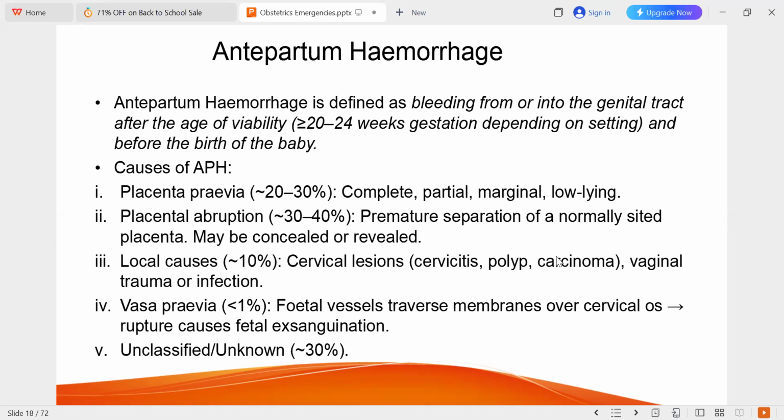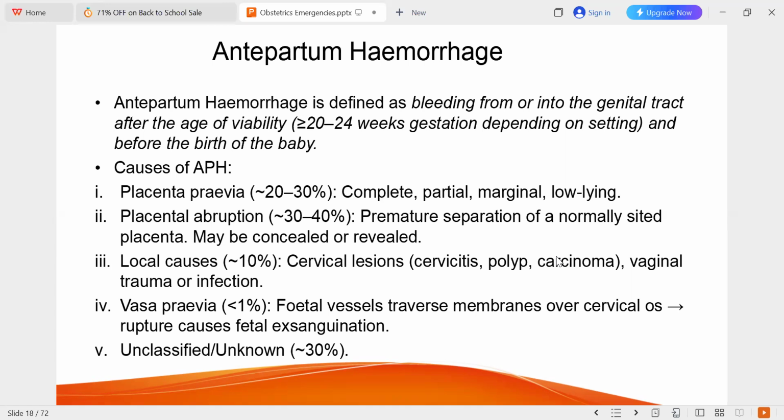Okay, so obstetric hemorrhage can be caused by different factors. It can be antepartum or postpartum. Let's look at antepartum hemorrhage. This is defined as bleeding from or into the genital tract after the age of viability, that is more than 20 to 24 weeks gestational age, and before the birth of the baby.